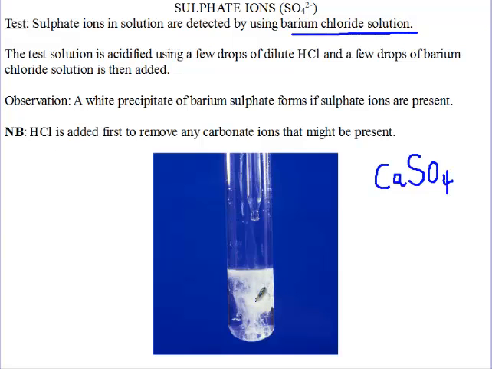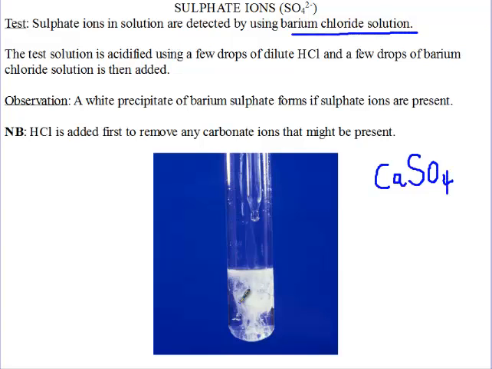Now the reason why we want to do this is because we need to get rid of any carbonate ions. So once you put the acid in there, if there are carbonate ions in there, they are going to be removed. After adding the acid, then we add a few drops of barium chloride solution.